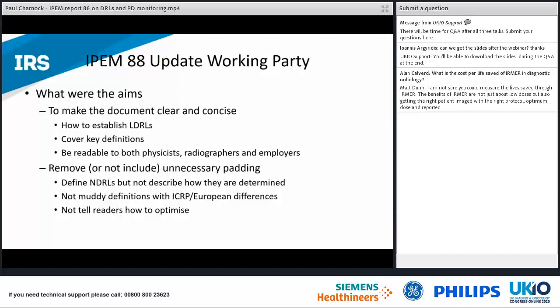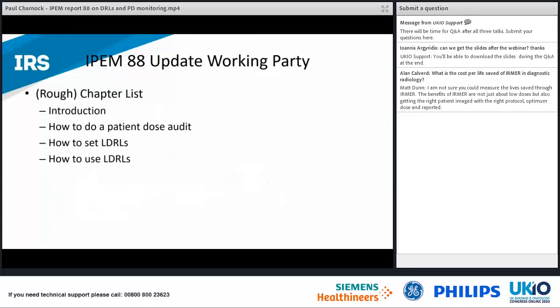And we're also not going to tell the readers how to optimise. That is outside the scope of this document. We're going to point them in the direction of image optimisation teams, but we're not going to tell them how to actually optimise. So one of the first things the working party did was to come up with a chapter or section structure. And this is how it stands at the moment. We may change it going forward, but we want to aim to keep it as simple as this.